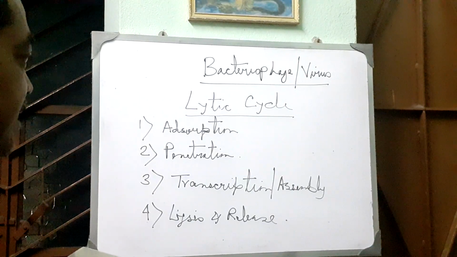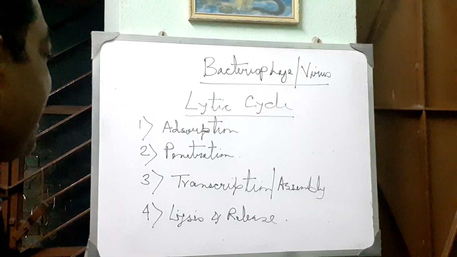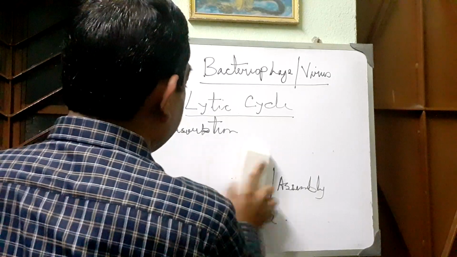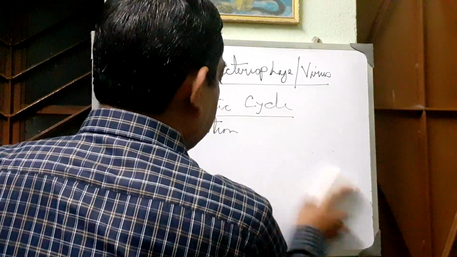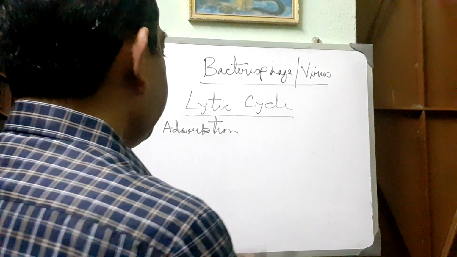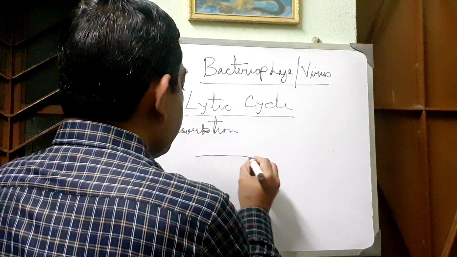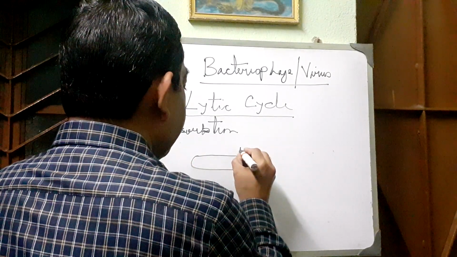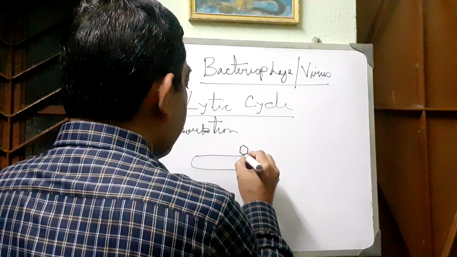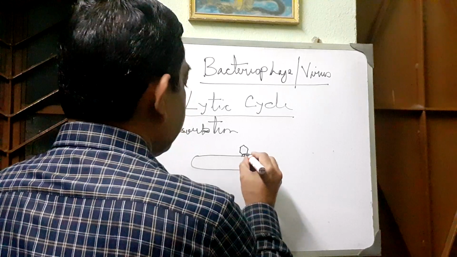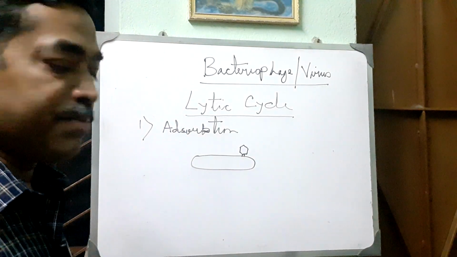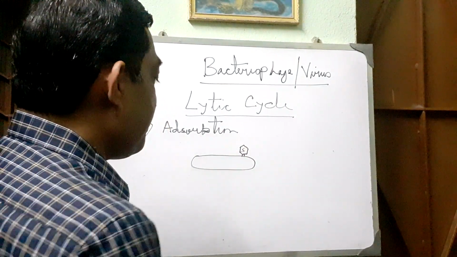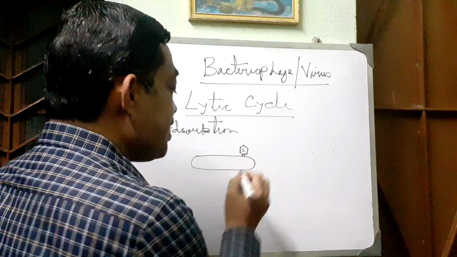The first step in the lytic cycle of bacteriophage is adsorption. In adsorption, what will happen? This is one rod-shaped bacterial cell, and the virus particle will attach to this bacterial cell from the environment. First step. So there will be DNA or RNA here, and this adsorption is very specific.